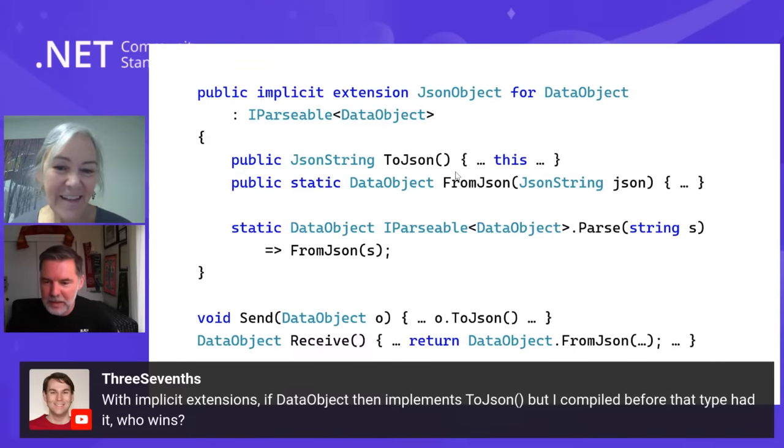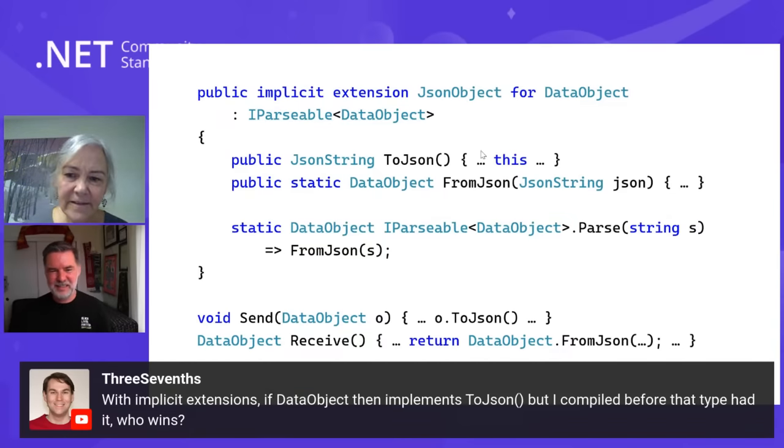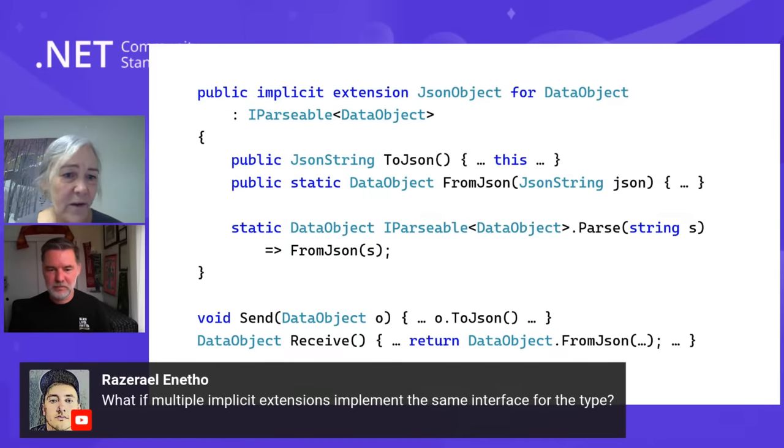With implicit extensions, if data object then implements toJSON, but I compiled before that type had it, who wins? Well, this is resolved at compile time. So you can do many, many weird things if you compile out of order. If the compiler can't see that data object has a toJSON method, then it's going to assume it doesn't, and it's going to hard code a call to the implicit extension instead. And then if you don't recompile when data object gets the toJSON method, then you're going to get the wrong one. That's probably how this will work, and we have to worry about all these things as we look at implementation. This could well be an error.